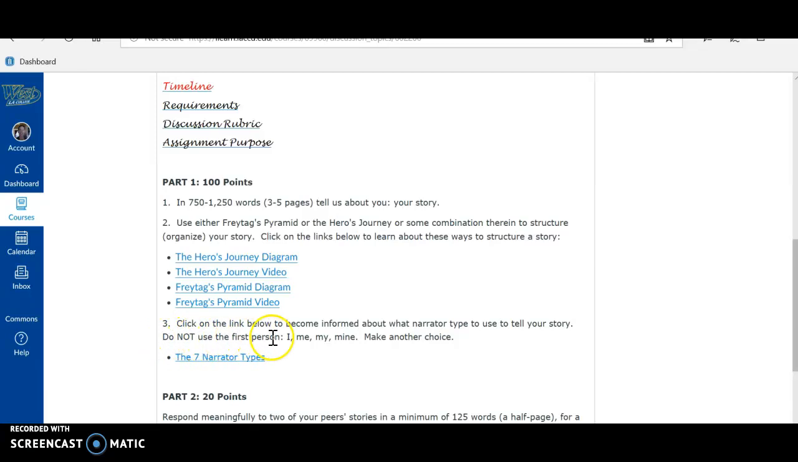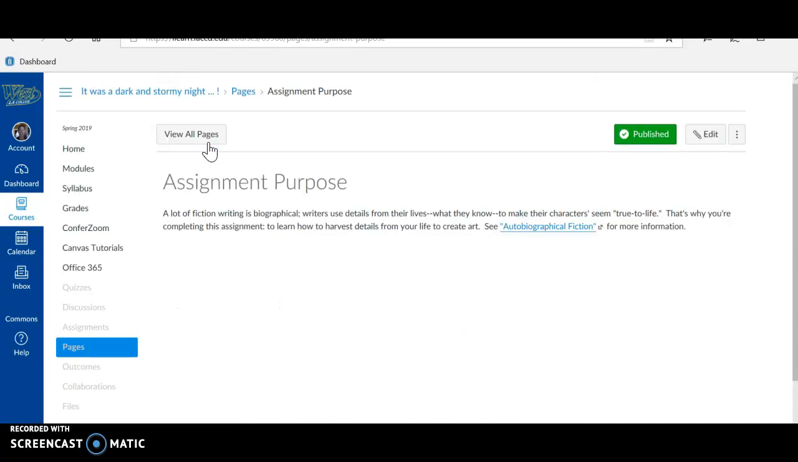Do not use the first person, which is I, me, my, mine. Make another choice. So I have 7 narrator types, and I'm telling you not to write this like it's a diary or journal entry with I, me, my, or mine. I want you to make another choice. And why is that? Let me click on the assignment purpose right here.